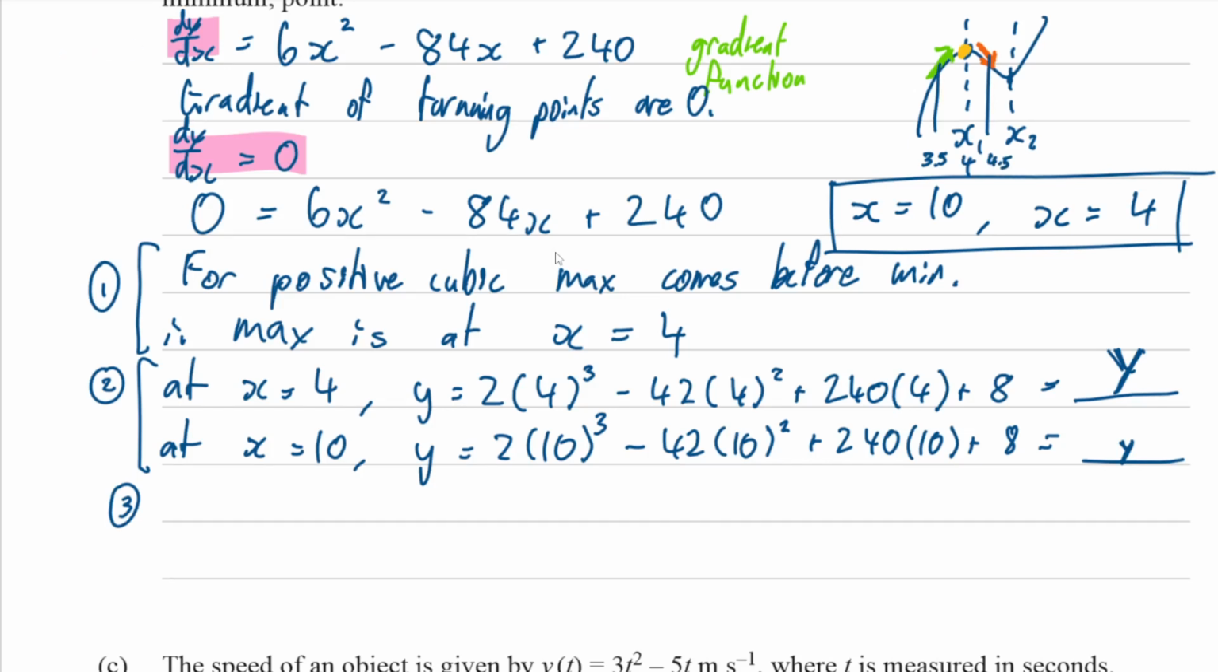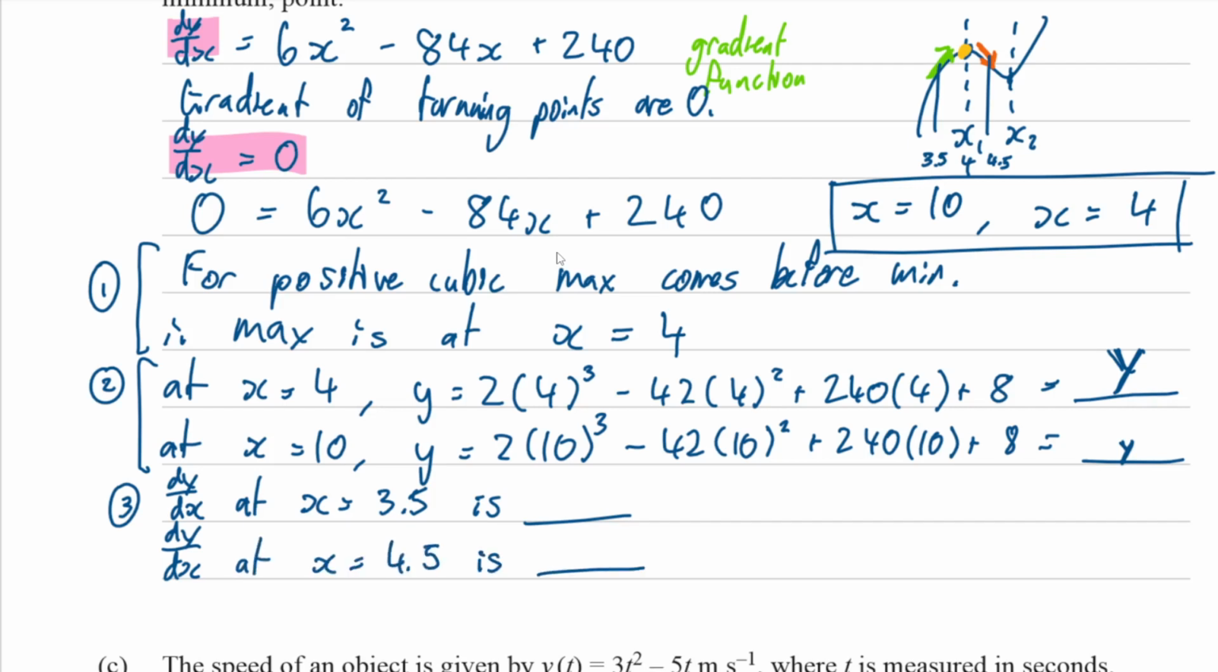And if it's positive just to the left and negative just to the right, then it must be a maximum point. Right, so I won't do all the working for you. You can do it yourself. So the derivative at x equals 3.5 is something. The derivative at x equals 4.5 is something else. And we would expect at 3.5 it will be positive, and just to the right it would be negative. Therefore, maximum at x equals 4.